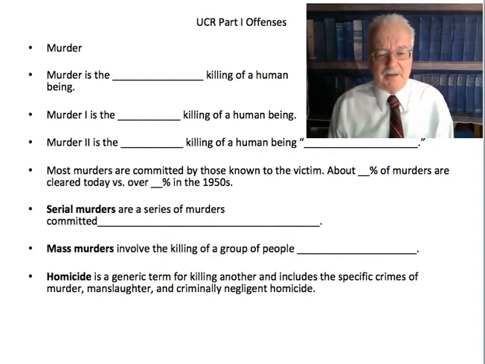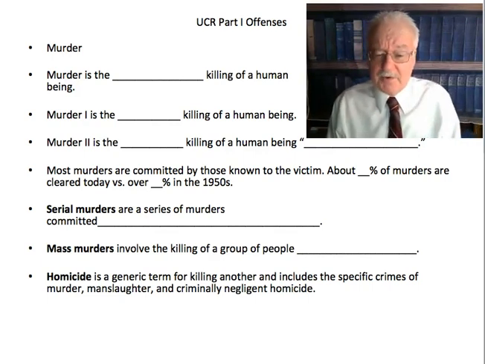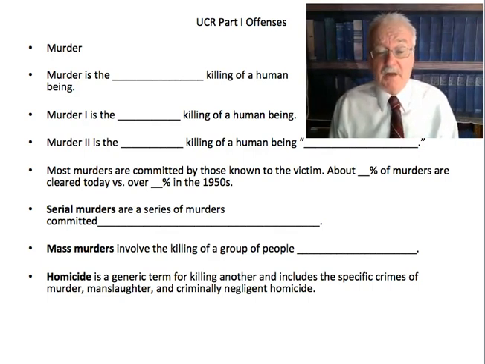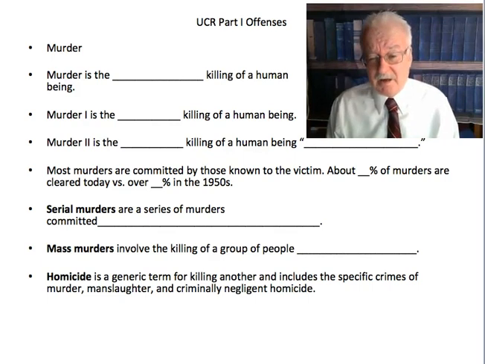Now let's talk about two different types of murders. The first are serial murders. And serial murders are a series of murders committed over a period of time. Think of Son of Sam. These are killers who murder people one at a time with a time difference between the two. The time difference might be short, might be a day or two, it could be long, it could be a year. But somebody who kills multiple people but at different times is a serial murderer.